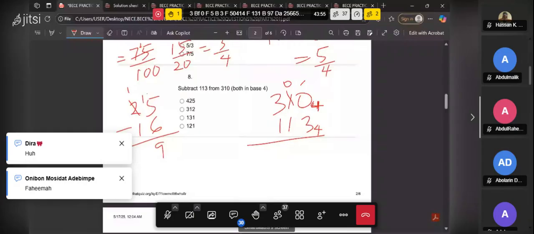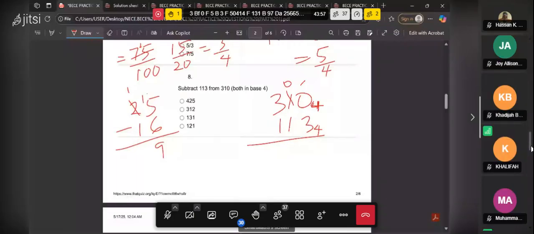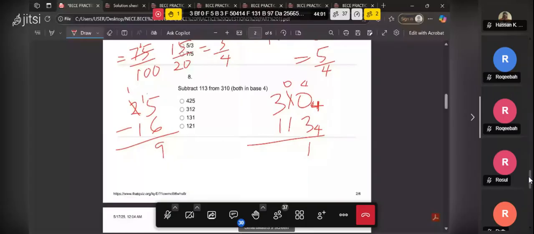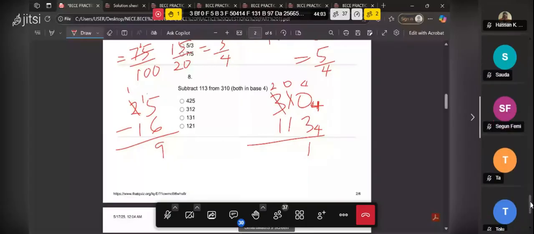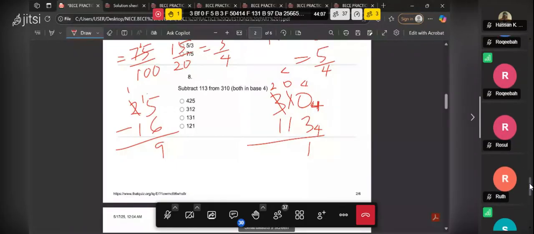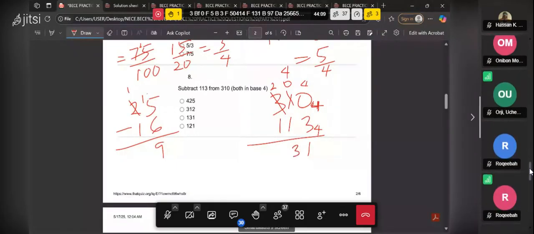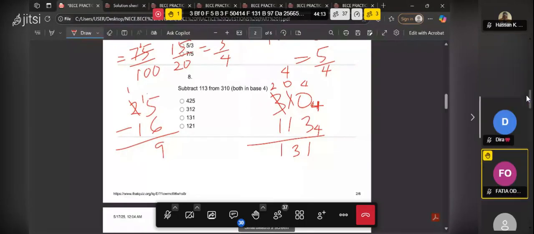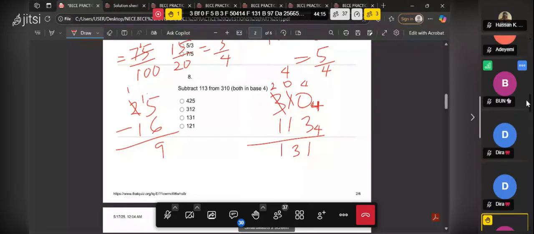No, this one is not 0. We cannot subtract 1 from 0. We have to take 1 from 3 again. It remains 2. Then the 1 you borrow becomes 4 again. So 4 minus 1 will give you what? 3. Then 2 minus 1 will give us 1. So the answer becomes 1 3 1, which is option A.